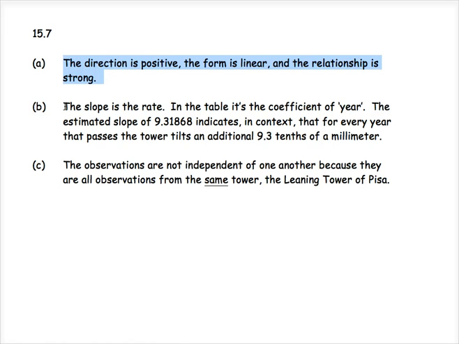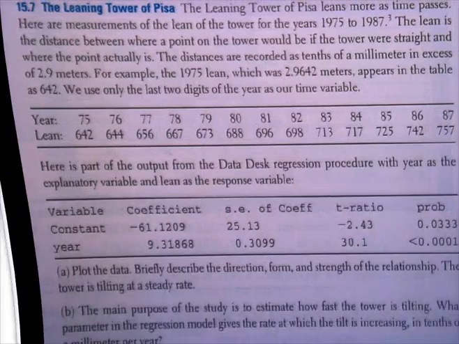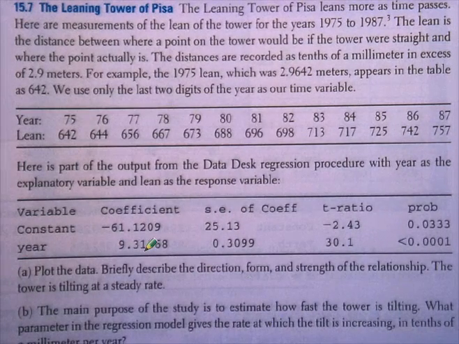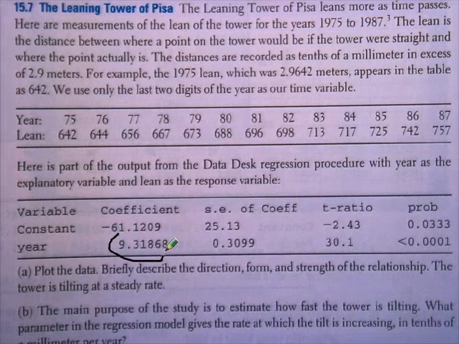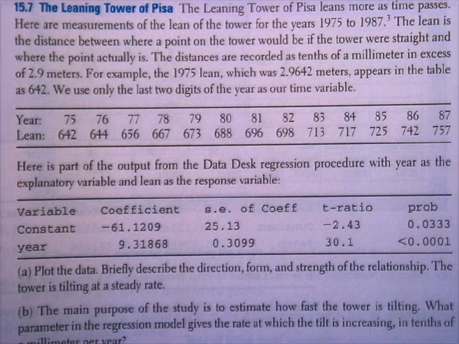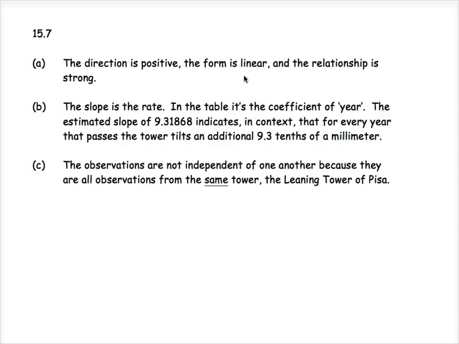So fine. In part B then, you're supposed to determine what parameter gives the rate at which the tilt is increasing in tenths of a millimeter per year. That would be the slope. So again, if you look at the table, here's the slope. It's the coefficient on year. That's the slope right there, the 9.31868. So you didn't have to write the regression equation. You just have to indicate that you understand it's the slope that you're looking for.